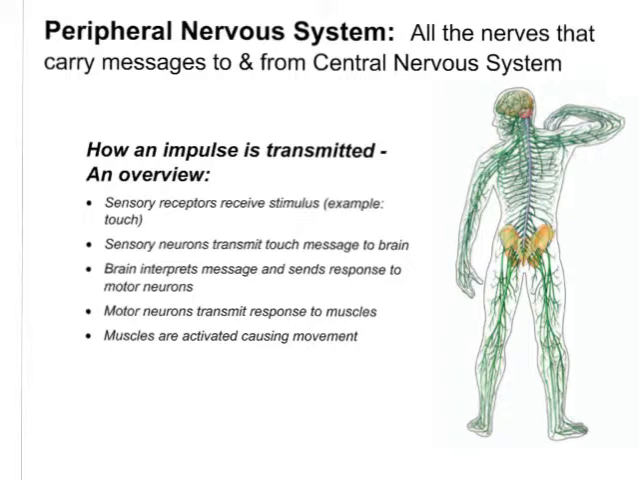Sensory receptors receive a stimulus. For example, if somebody taps you on the shoulder, there's a stimulus. That stimulus is received through sensory receptors on the skin. Those transmit that touch message to the brain. The brain interprets the message and sends a response to motor neurons, and those motor neurons transmit the response back to muscles, which are activated and cause a movement. Maybe you'll turn your head to see who tapped you on the shoulder.